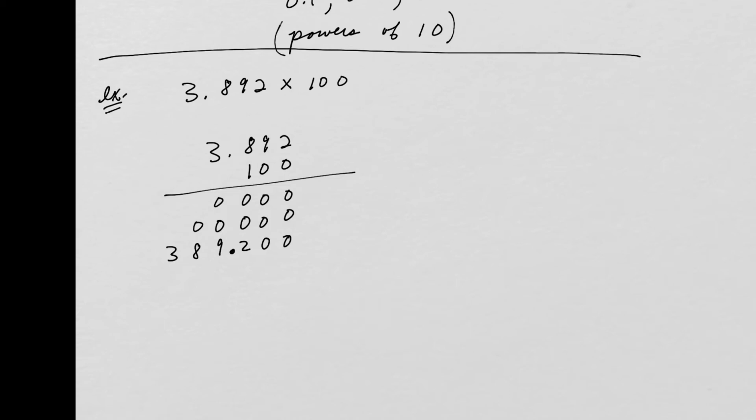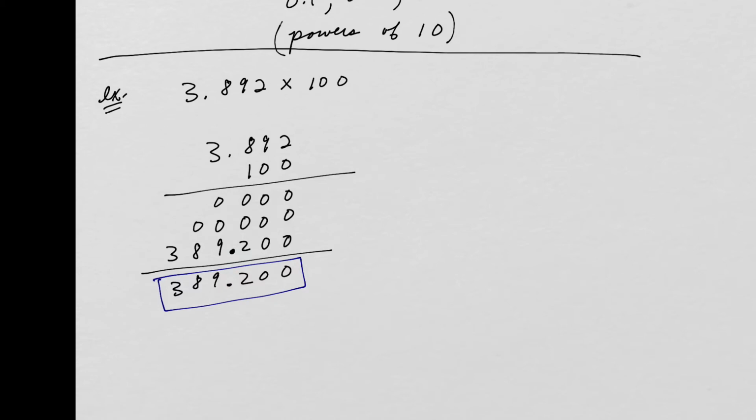But compare this number. Let me do it this way. Add these together. And then it goes here, right? Compare that number to the original number. And what do you notice? Isn't this equivalent to taking the original number and moving the decimal point 2 places to the right? Right? So multiplying by 100 is equivalent to moving that decimal point 2 places to the right.